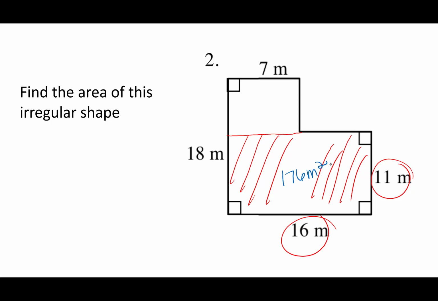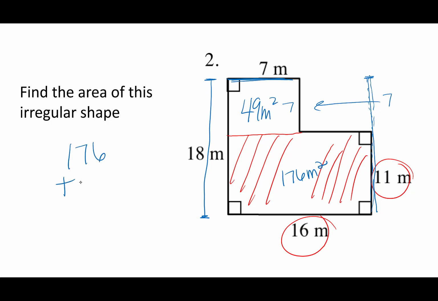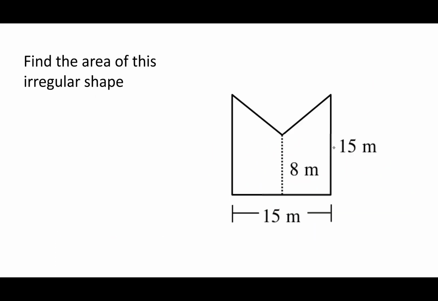And then to figure out this top portion, we know that this is 7. And do you see if we extend this 11 that it would match up with this 18? And so if the whole piece from here to here is 18, part of it is 11, the other part must be 7, and so that section must be 7. 7 times 7 is 49 meters squared, and then you are going to add those together to get 225 meters squared.